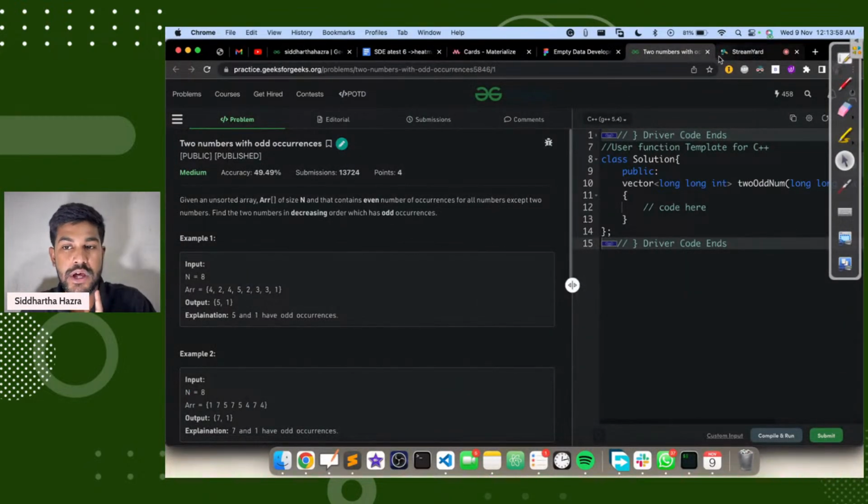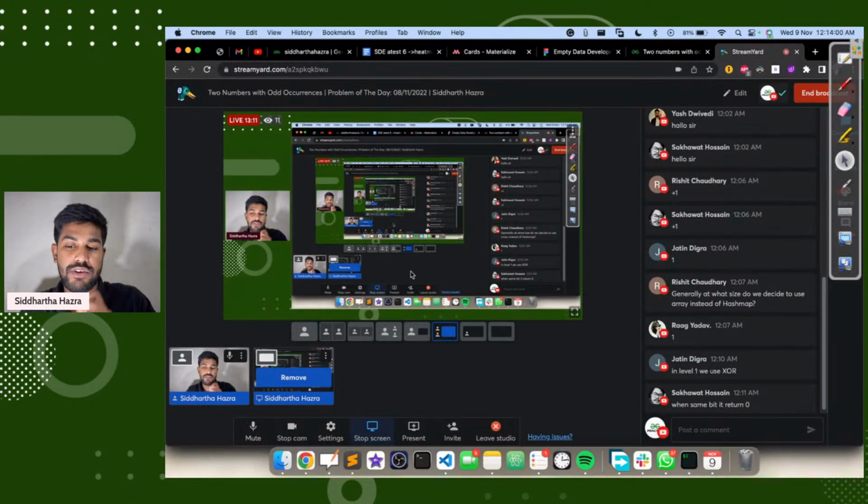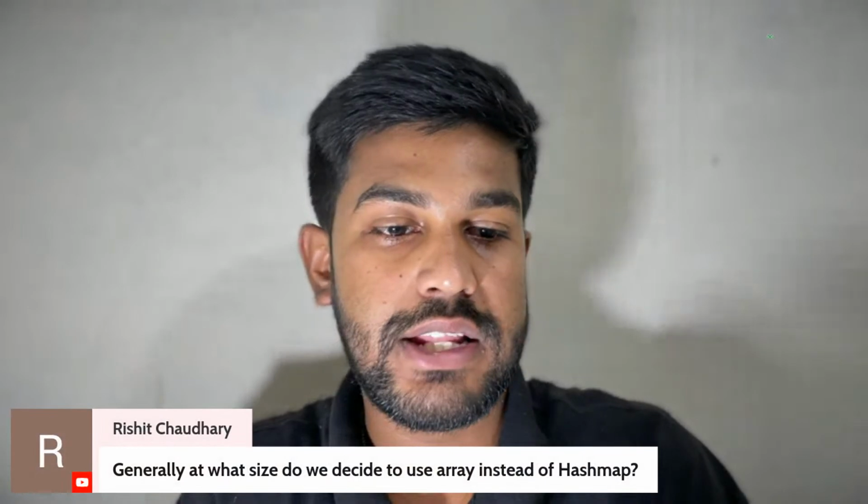Just give me a quick response, because the intuition is absolutely very important. Generally, at what size do we decide to use an array instead of a hash map? So basically, just give me a quick response if the intuition is clear, and then I'll repeat it.